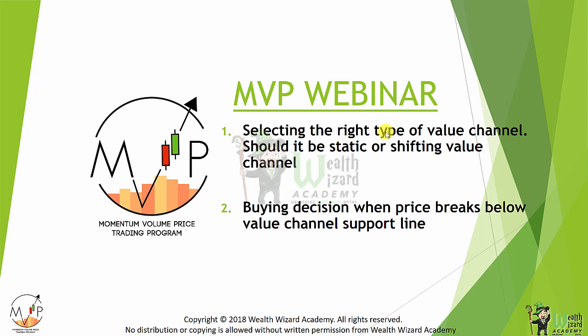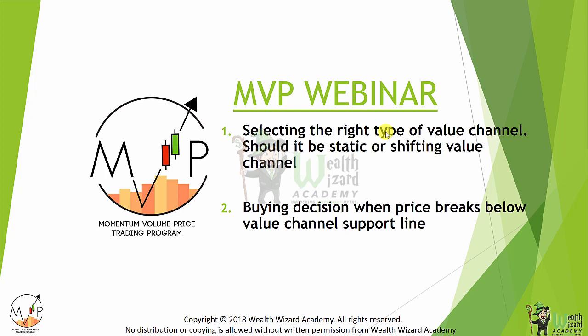And secondly, how do we buy when a stock's price actually breaks below a value channel support line? Because there's always been a question that, okay, we have our buy region around the value channel, but when the price moves even lower than our buy region, which is between the buy limit of the value channel and the support line, how do we decide to buy? Okay, so these are the two topics that we're going to look at. So let's get started right away.